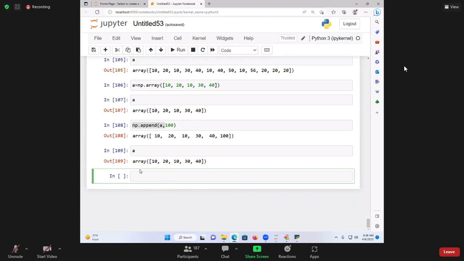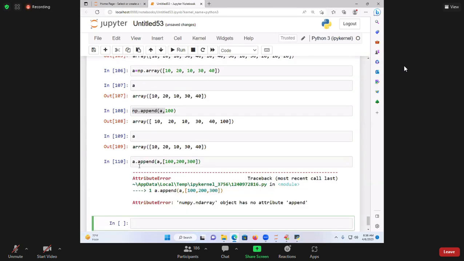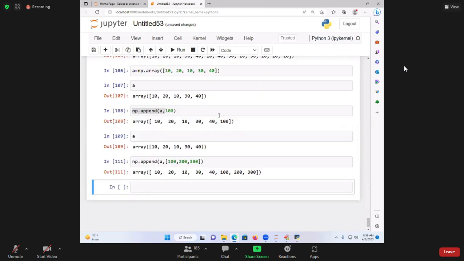Come to the point. Now I want to append the data completely. How do I append the data? np.append of A comma, I can add 12, 34, or I can write 100, 200, 300. I will write like this. See what is happening. I need to write np dot, I mistakenly wrote A dot. Is it appended or not? Appended.